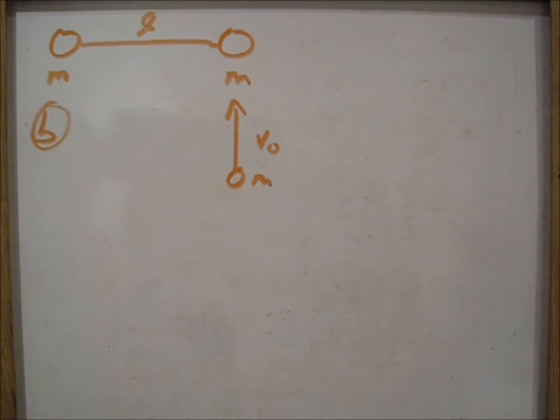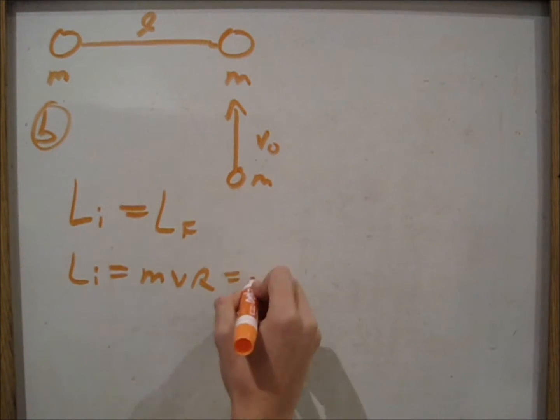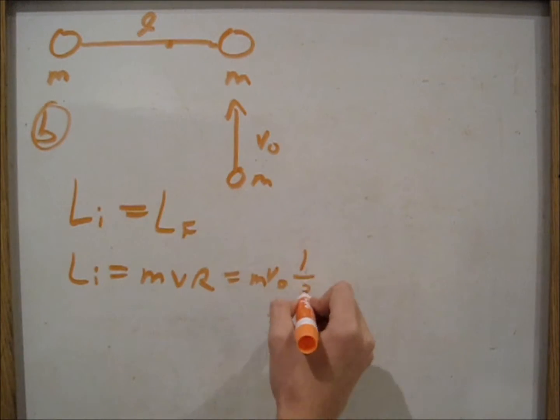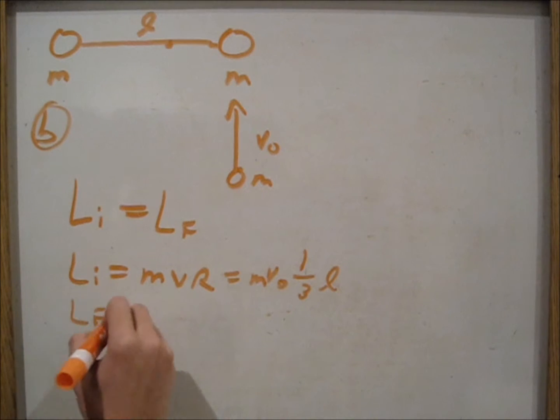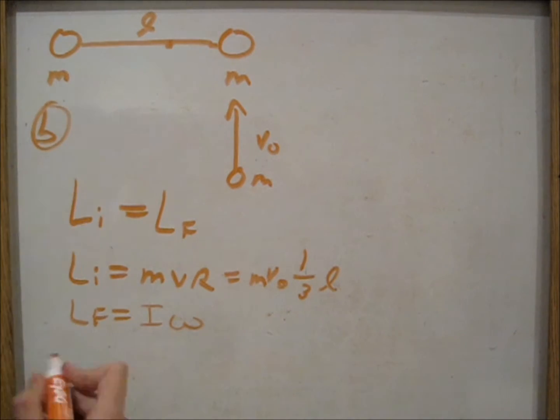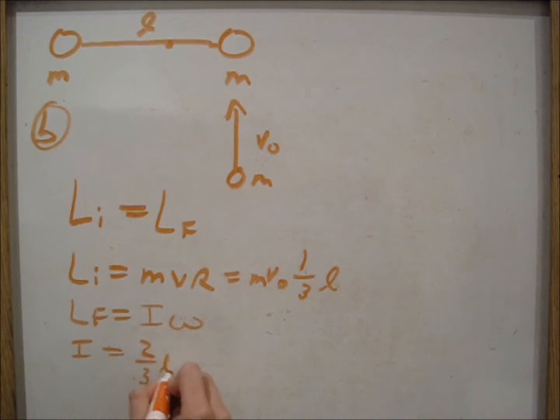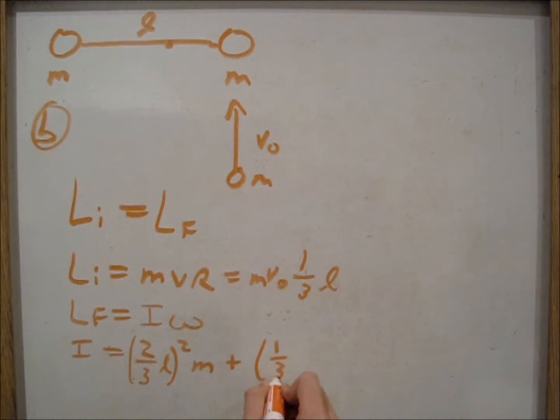Now we have to find the angular velocity of the assembly. We have to equate the rotational momentums. Li is the momentum of the single lump times the distance from the new center of mass to the point of its collision. Lf is the moment of inertia multiplied by omega, which is what we're trying to find.